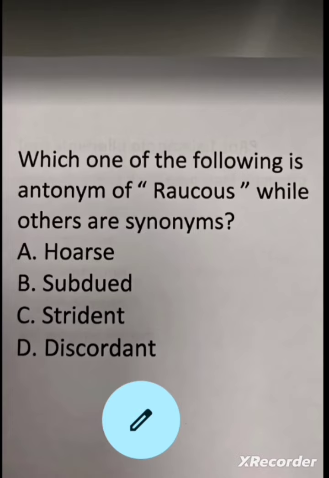Next, which one of the following is antonym of raucous while others are synonyms? Its answer is option B, subdued.